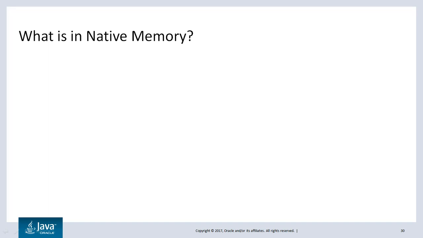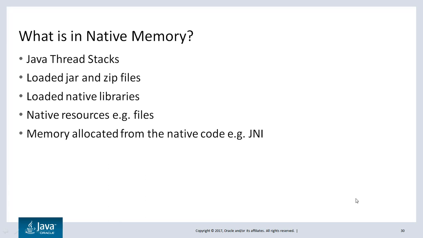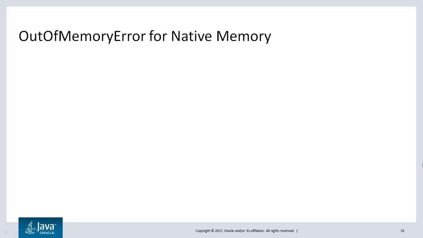Apart from the Java heap and the metaspace that are managed by the JVM, a Java process allocates in native memory too, which is not managed by the JVM. Out of this native memory, thread stacks, loaded jar, zip files, native libraries, and native resources are allocated. Allocations done from the native code, JNI or JVMTI code are also made from native memory. Native memory is limited by the 4 GB process size limitation on 32-bit machines and the available physical memory on the 64-bit platforms.